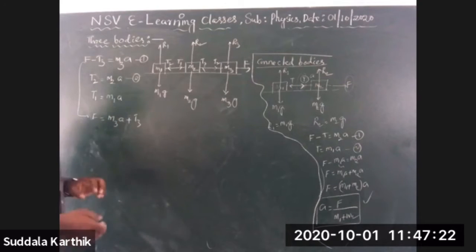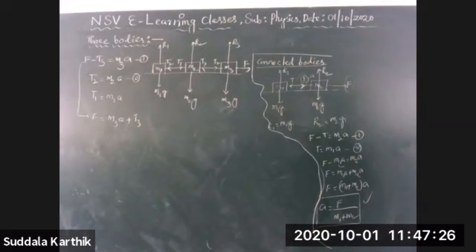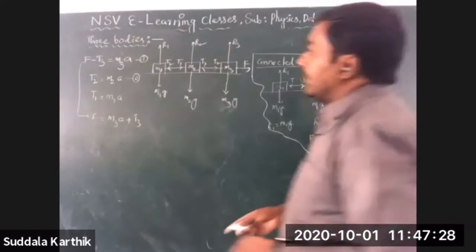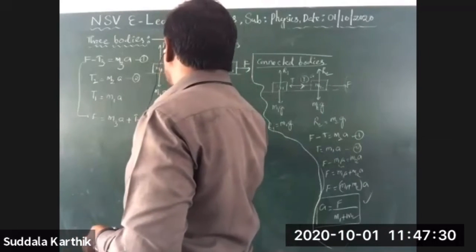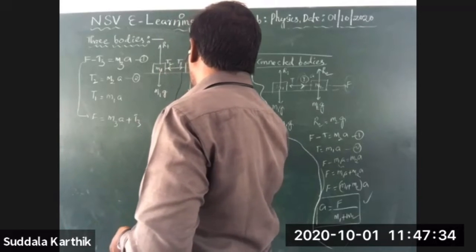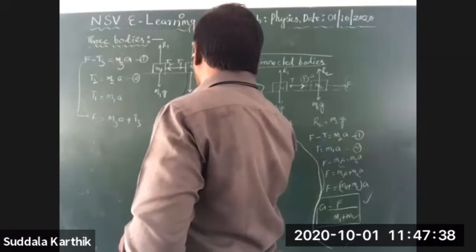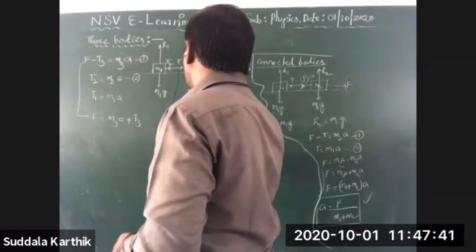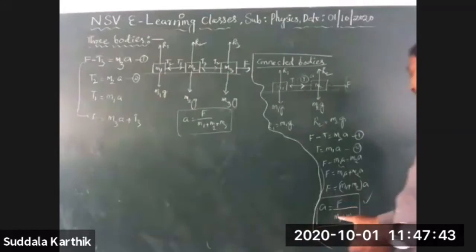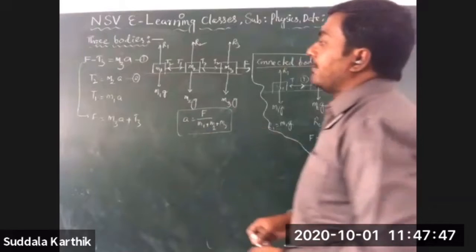Then how can you calculate T3? Then Nana, tell me, in this case A is equal to F by M1 plus M2 plus M3, you will get according to our analysis. Here F by M1 plus M2 plus M3, Nana.